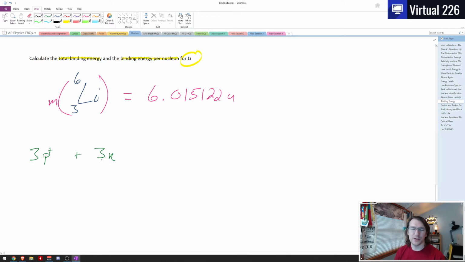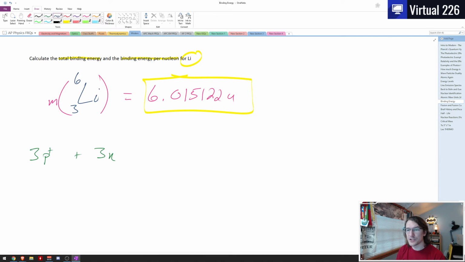and we're going to ignore the electrons here. They're so small, they don't matter at all. They're not even in the nucleus. Then this will give us our theoretical mass of lithium. And we know that this theoretical mass is going to be larger than our accepted measured mass of lithium.